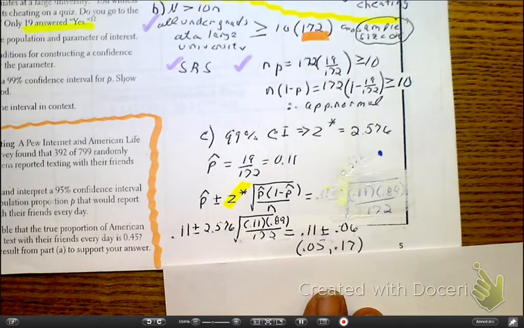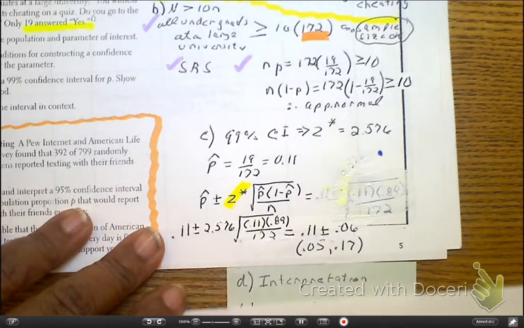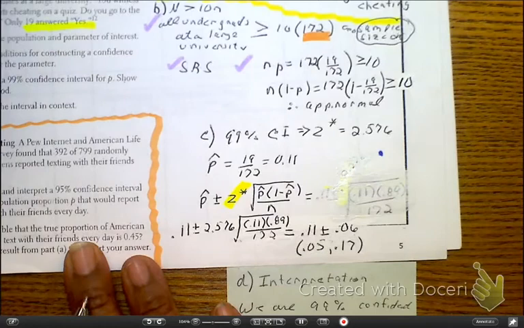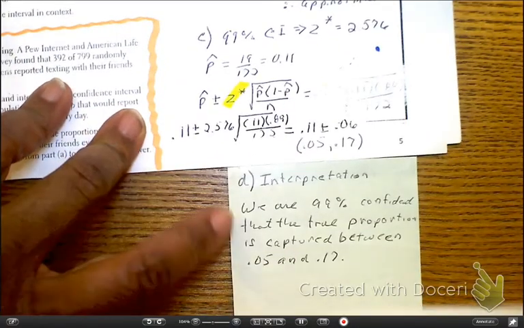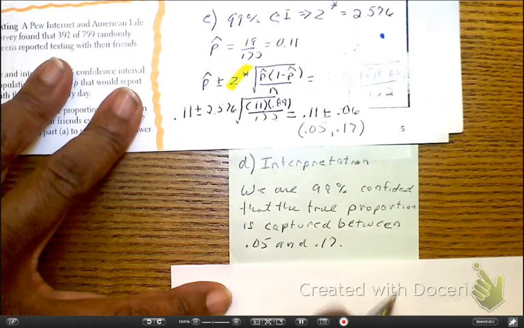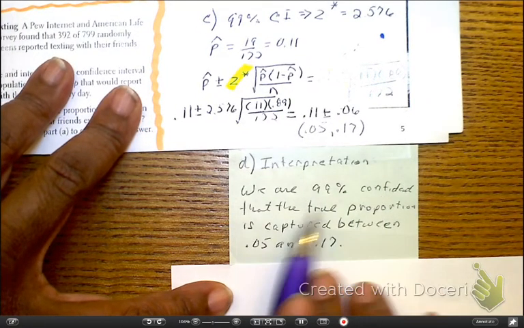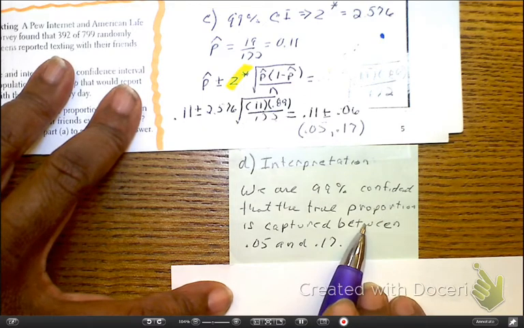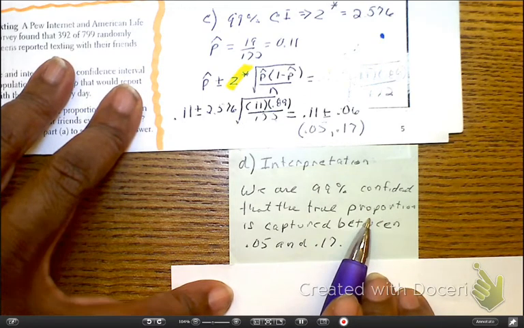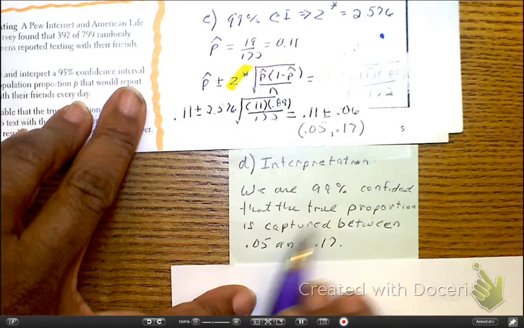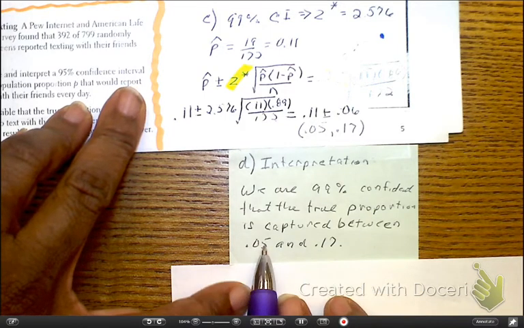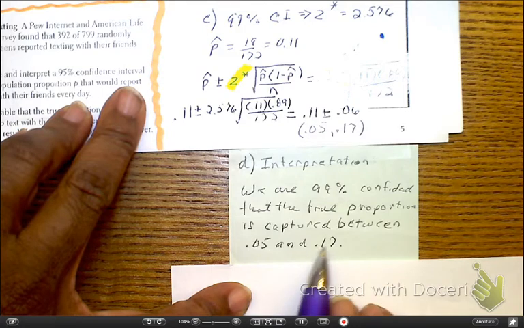So that was part C. Now part D, I want to interpret the confidence interval in context. Now remember, there are several ways to interpret it. Okay, so here is one way. We are 99% confident that the true proportion of the percentage of students who would report cheating will lie within the interval of 0.05 and 0.17.